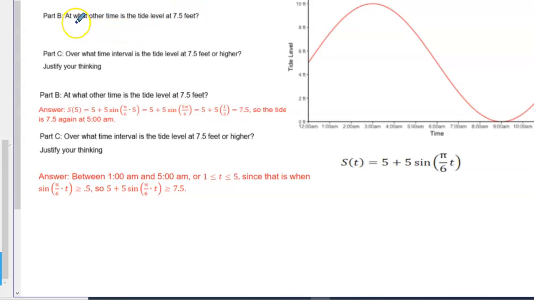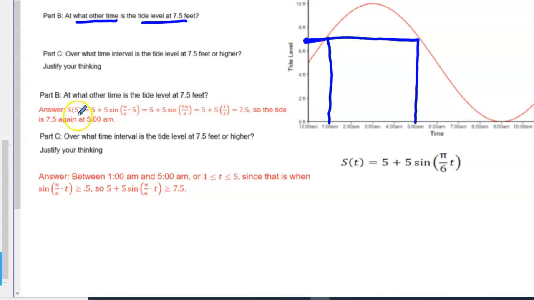So it says, at what other time is the tide at 7.5 feet? If you remember, when t is 1, we are at 7.5 feet. And then when t is equal to 5 a.m., we are at the same point. And so when t is 5, it says at what other time? The first time was t equals 1. We slot t equals 5 into the function expression, and we are going to get 7.5.